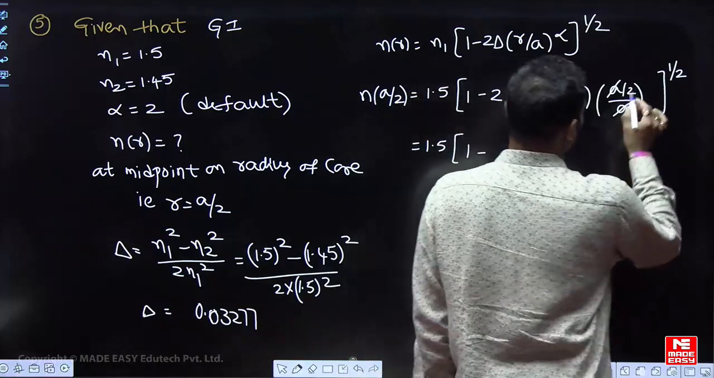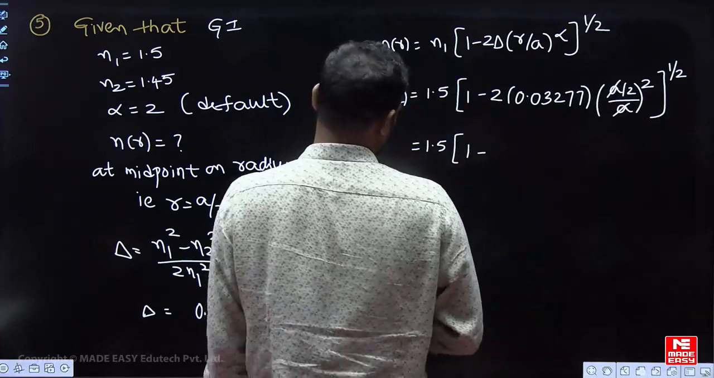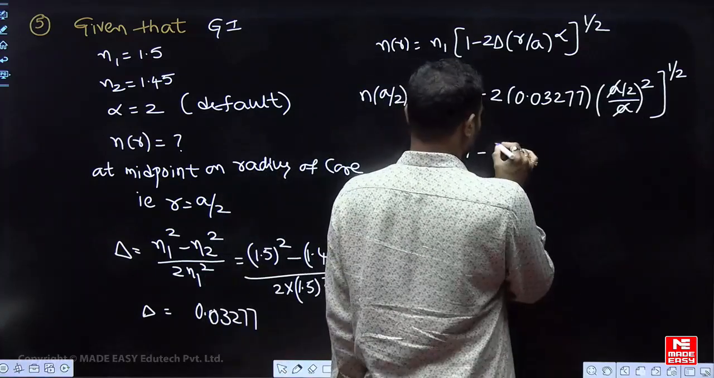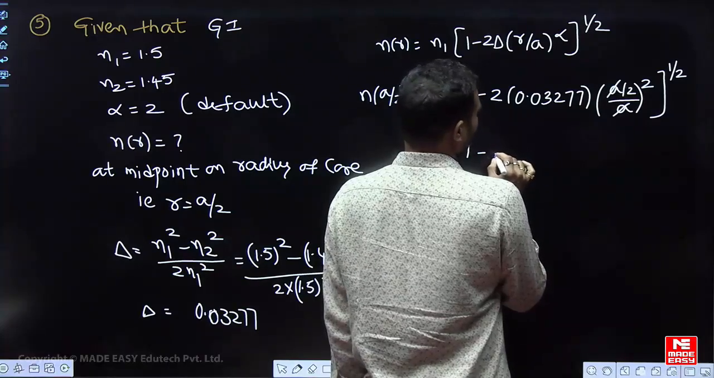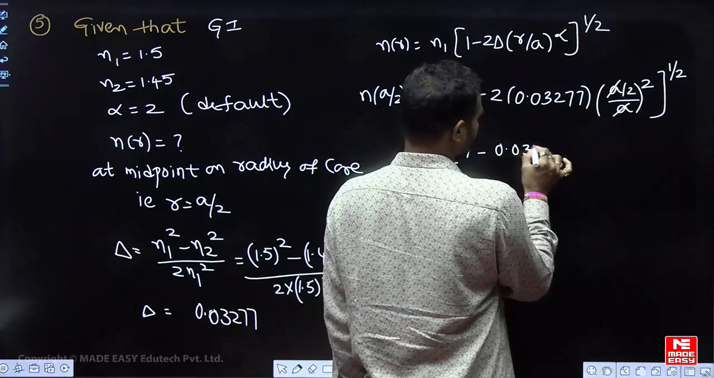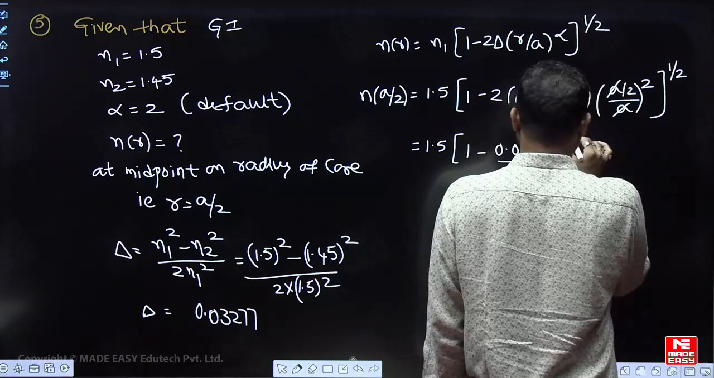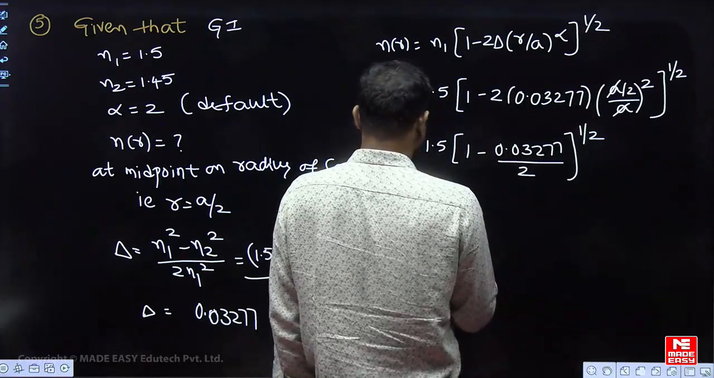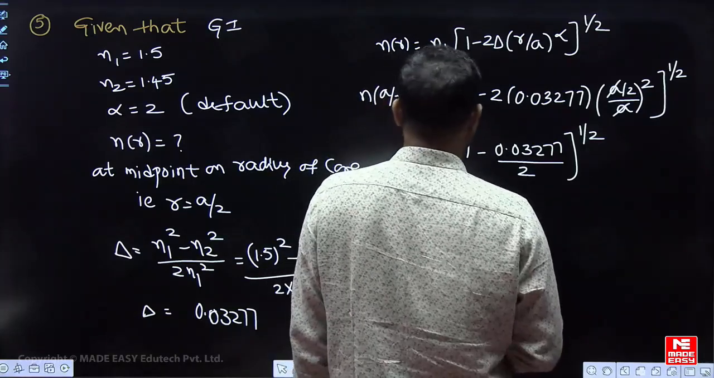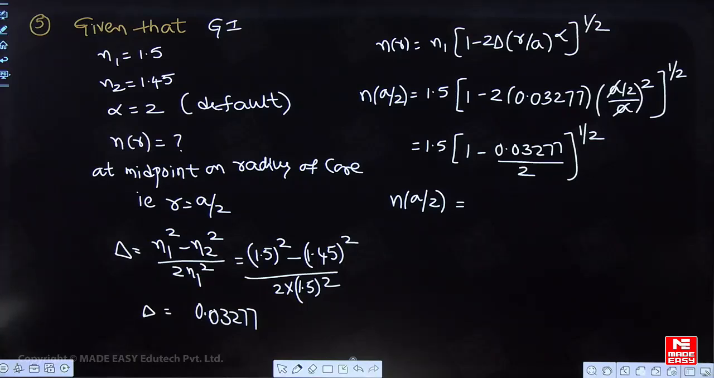Why parabolic profile? Parabolic profile means we know very clearly that it has alpha value equal to 2. So use the calculator and calculate this entire part. How much is it? 1 by 4 you are getting. 1 by 4, cancelling out, that is 0.03277 by 2, whole to the power of 1 by 2. So n of r at a by 2 is equal to, what answer are we having? The answer is equal to 1.487. Yeah, correct answer.